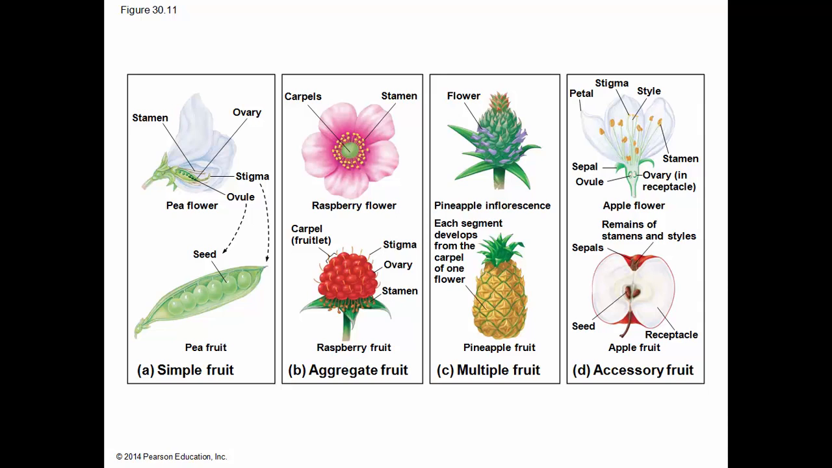An accessory fruit develops largely from tissues other than the ovary, as in the apple. In the apple fruit, the ovary is embedded in a fleshy receptacle. Here's the ovary of the apple, and this area surrounding it is what becomes the fruit.